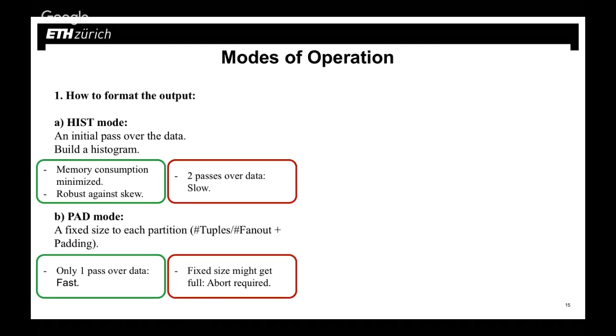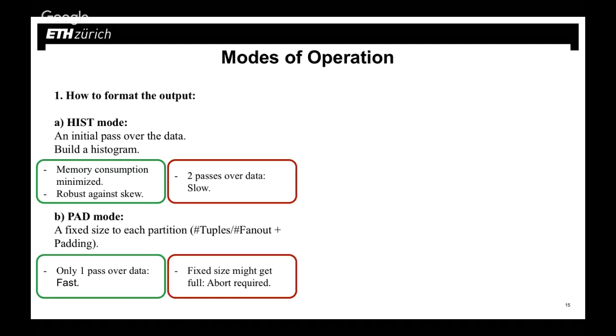First one we have is the so-called hist mode, or histogram mode. In this mode, we actually do an initial pass over the data to build a histogram inside the FPGA. And thus, we save the size of each partition and use that during the second pass to write back the tuples. The advantage of this approach is that the memory consumption is minimum and it's robust against skewed data. The disadvantage is that we perform two passes over the data.